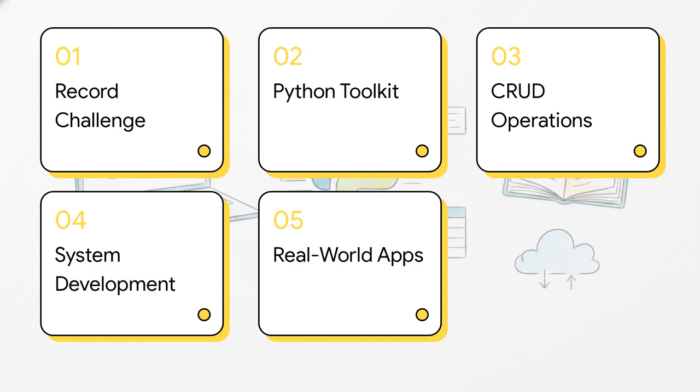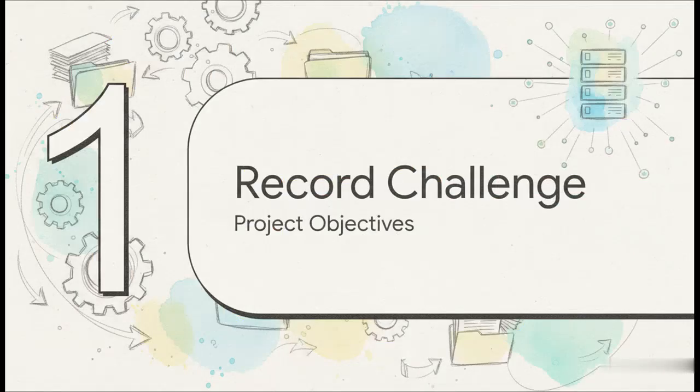Okay, let's dive into this. Here is our agenda, basically the architect's blueprint for constructing our Python solution. We'll be hitting Section 1, the Record Management Challenge, Section 2, your Python Project Toolkit, Section 3, Mastering CRUD Operations, Section 4, Step-by-Step System Development, and finally, Section 5, Real-World System Applications. Let's get to it. Section 1, the Record Management Challenge, setting the project objectives.